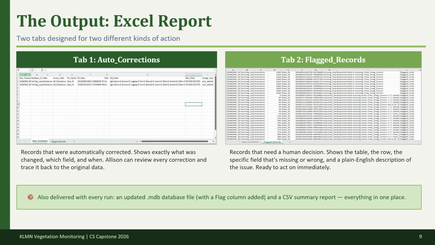She can review every single one. The second tab, Flagged Records, is a list of things that still need a human decision. It shows the table, the row number, the specific field that's wrong, and a plain English description of the issue. Something like, the required field, cause of death, is missing when tree snag crown has been recorded as dead. Additionally, on top of the Excel file, she also gets an updated copy of the database with a flag column added and a CSV summary report. I'll hand it back to Danny to talk about how we made sure this thing actually works reliably.